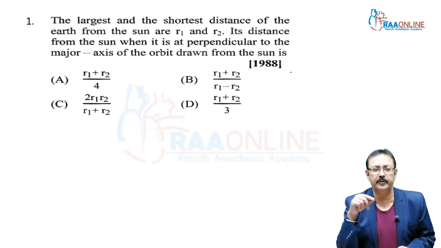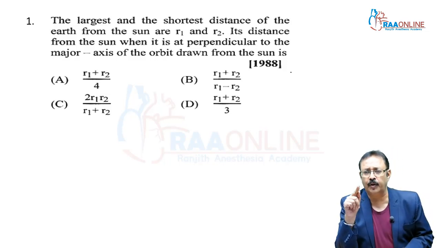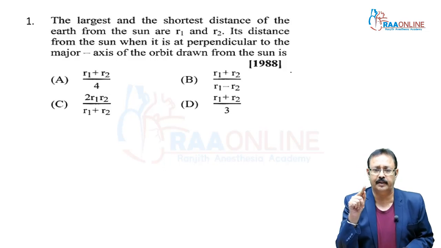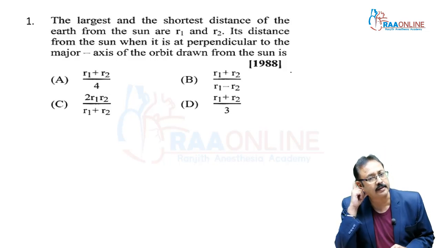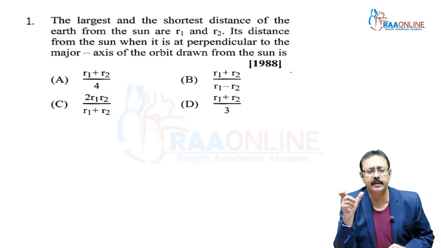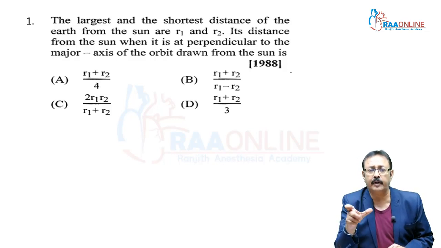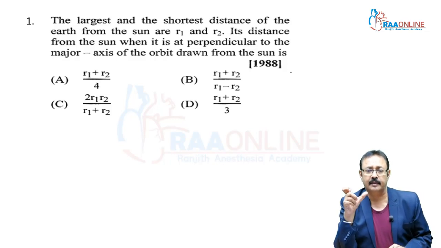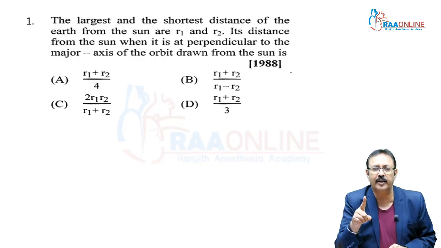First problem: they gave you the largest and the shortest distance of the earth from the sun, R1 and R2. Its distance from the sun when it is perpendicular to the major axis of the orbit drawn from the sun is... Actually, it is only related to Kepler's law. What did Kepler tell us? That planets are moving in elliptical orbits. So it is based on the property of ellipse.